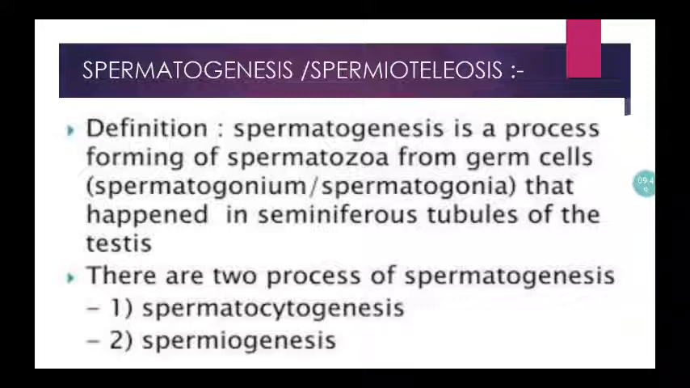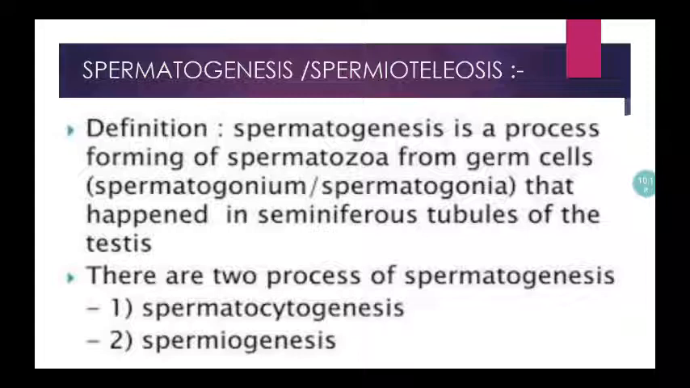Spermatogenesis, also called spermioteliosis. Spermatogenesis or spermioteliosis. And what is this? Spermatogenesis is the process of formation of a spermatozoa from the germ cell. Germ cell means a spermatogonia cell which is diploid, and it is also called meiocyte cell. And where does it occur? It occurs inside the seminiferous tubules of the testes.